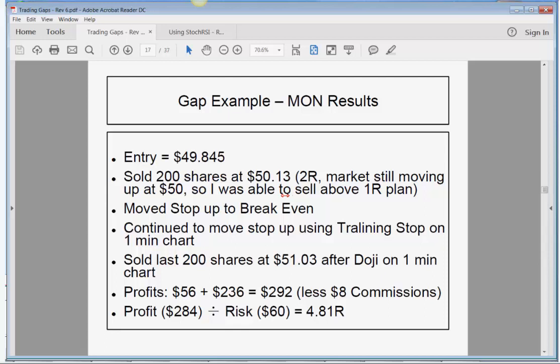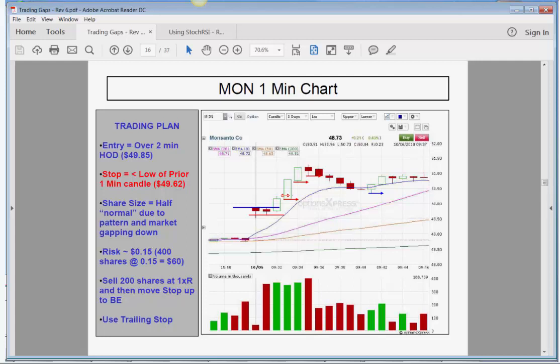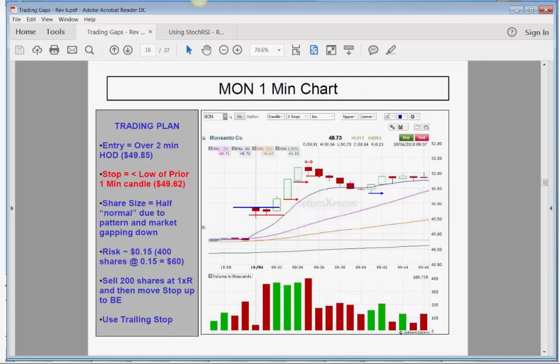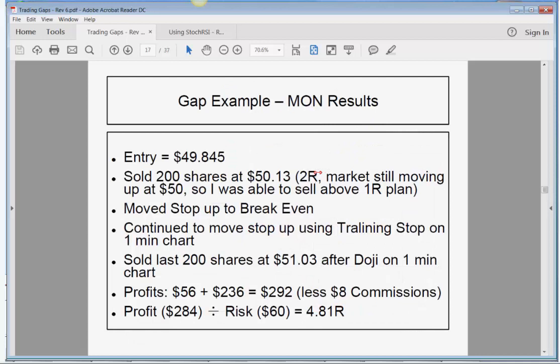I continued to move the trailing stop, as shown by the red candles, arrows that I've shown right here. And I sold the last 200 at 51.03 after a doji on the 1-minute chart. There is the doji. It got up to about 51.25, 51.30, and as it was coming back down, I said, you know what? It got back up here to 51.15 or so, and then it could not hold. So it got all the way back down to under 51 and got back up over it and then started moving lower. As this candle was forming, I said, I think this move is mostly done. So I took my money.